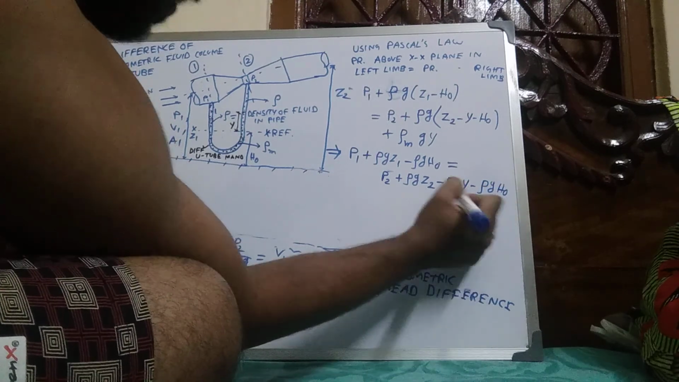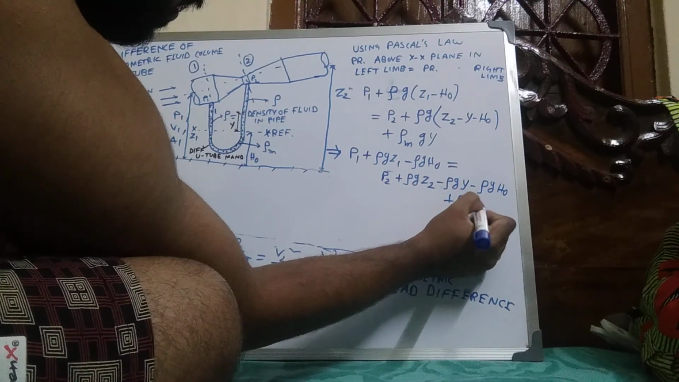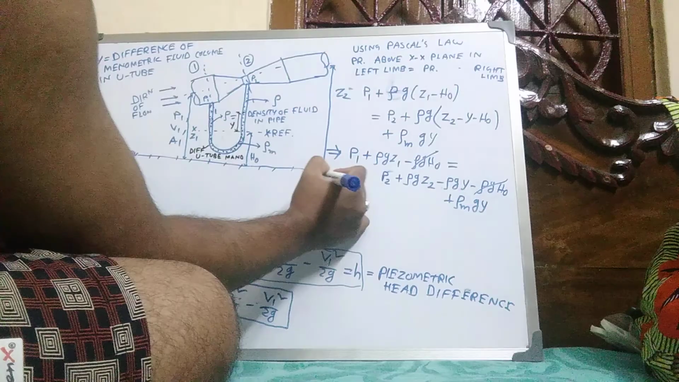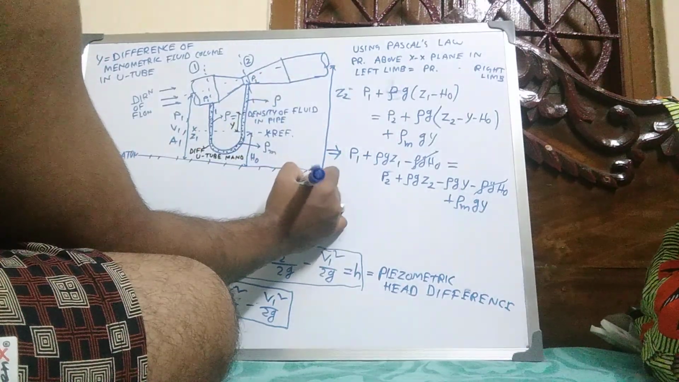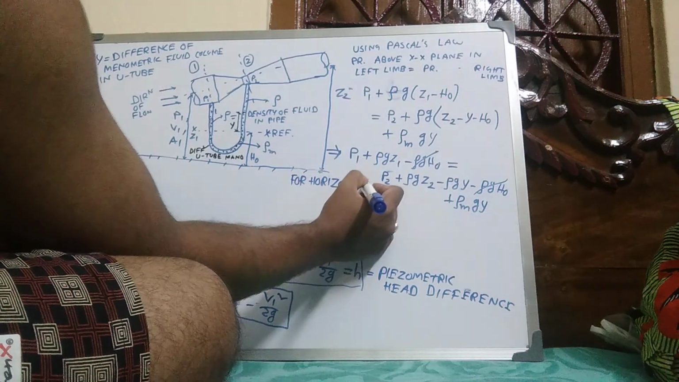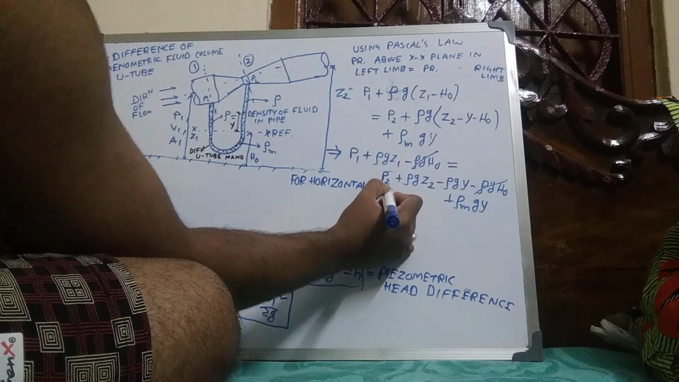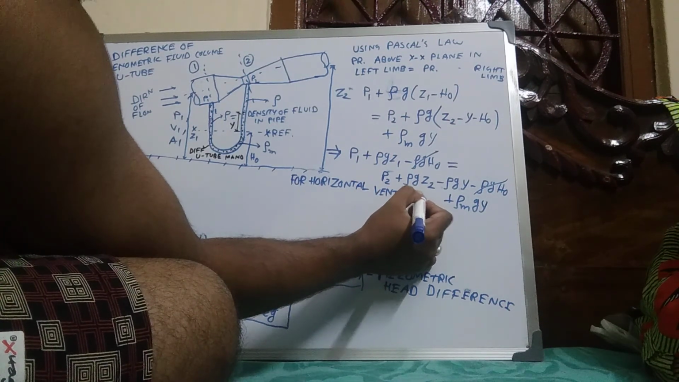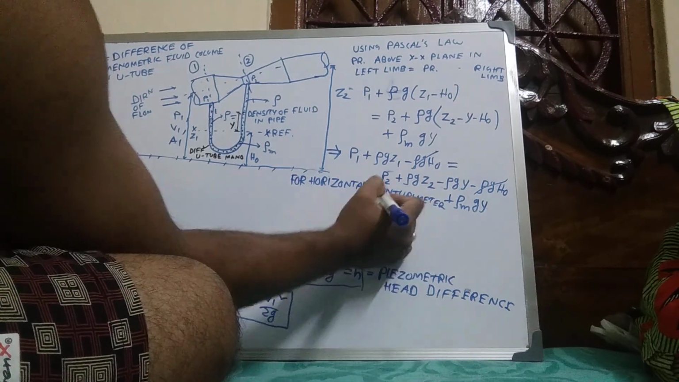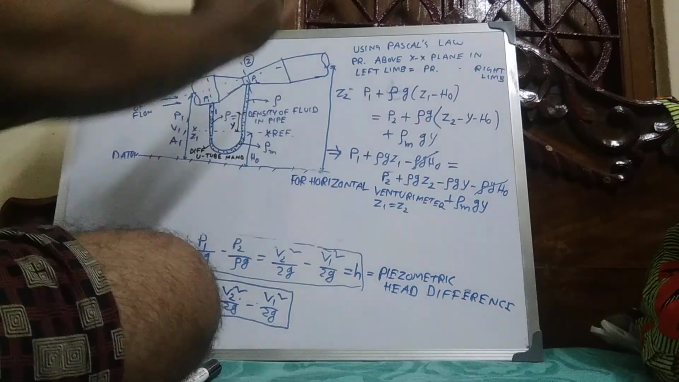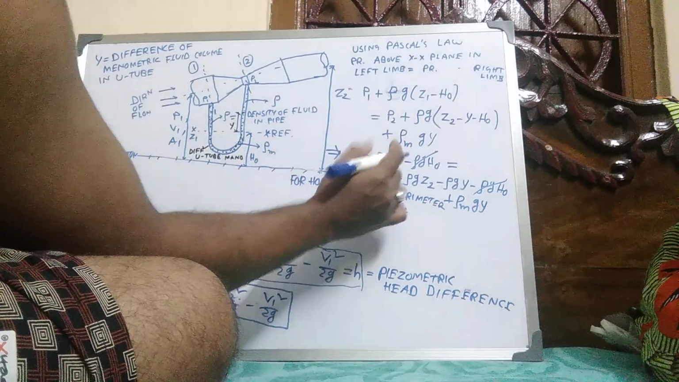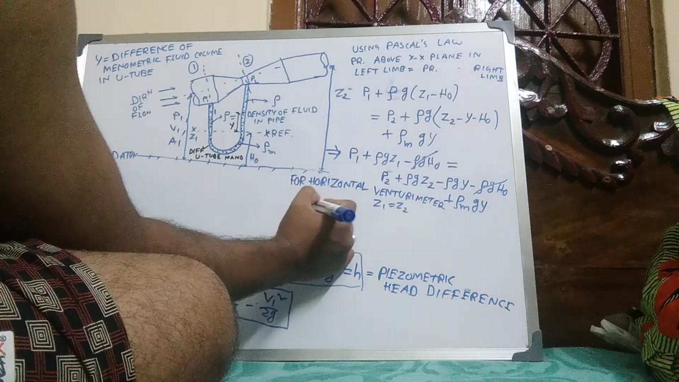H naught into rho m gy. So this one cancels out, and suppose the range for the horizontal Venturi meter, z1 equal to z2. This height, suppose this is horizontal, this side and this side are the same, so this also cancels out, z1 and z2.